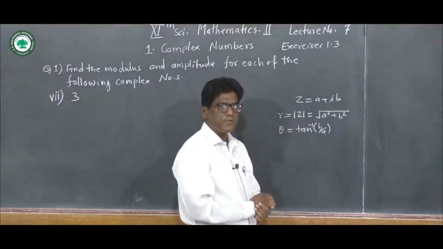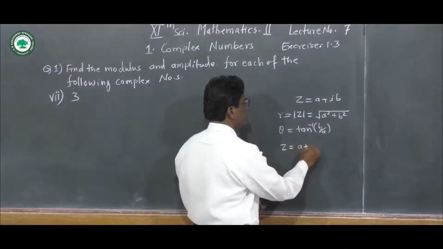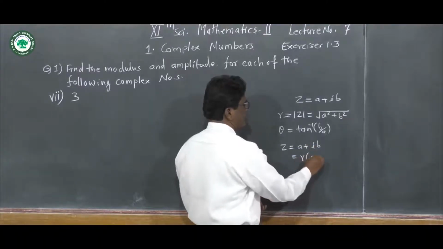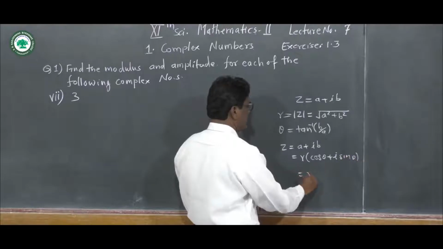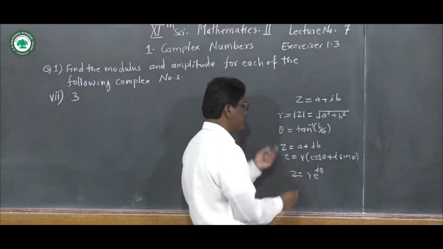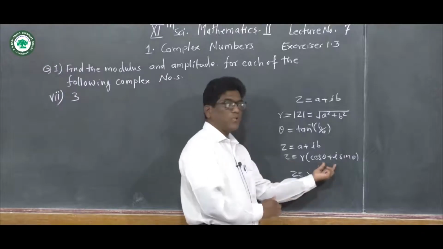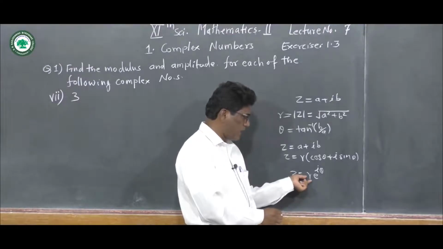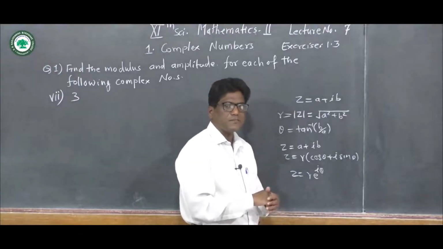Also we have seen the polar form, that is z is equal to a plus ib. This complex number we write in polar form as r in the bracket cos theta plus i sin theta. This is the polar form, and r e to the power i theta is the exponential form. We write the complex number z is equal to a plus ib in terms of r and theta, that is r in the bracket cos theta plus i sin theta, and z is equal to r into e to the power i theta. This is the exponential form. We have seen this in the last video lecture.